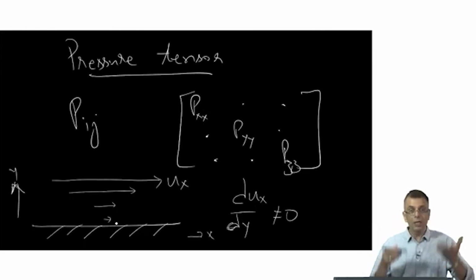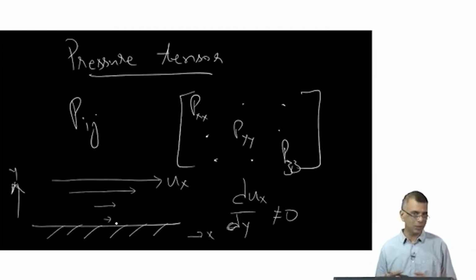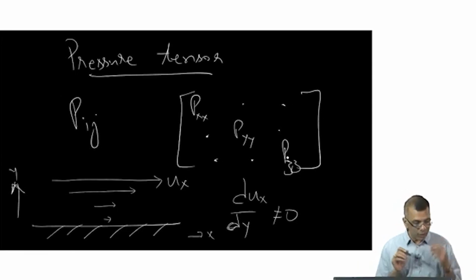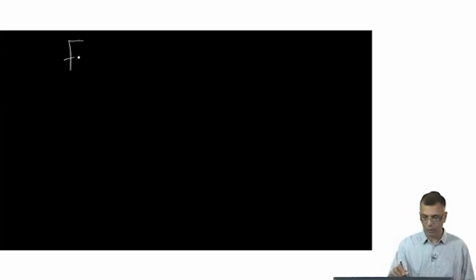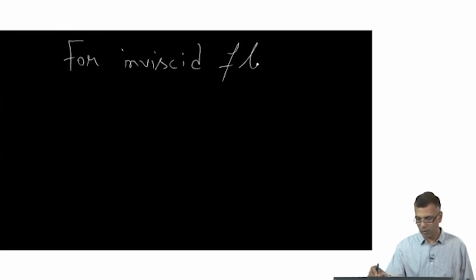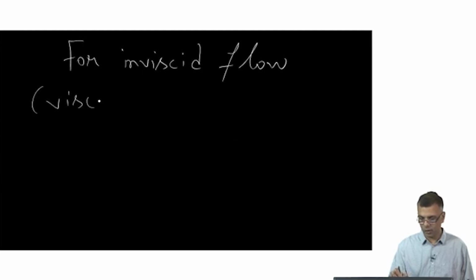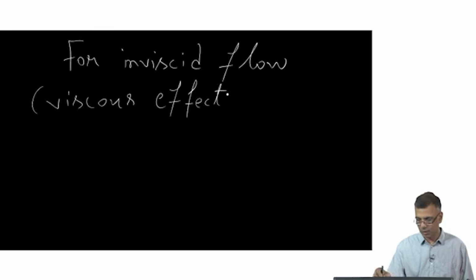In other words, for an inviscid fluid, there is no such thing as a perfectly inviscid fluid, these terms are all relative. For an inviscid fluid, these cross terms are not important, it is only the diagonal terms that are important. So, for an inviscid fluid, i.e. viscosity or viscous effects are negligible.